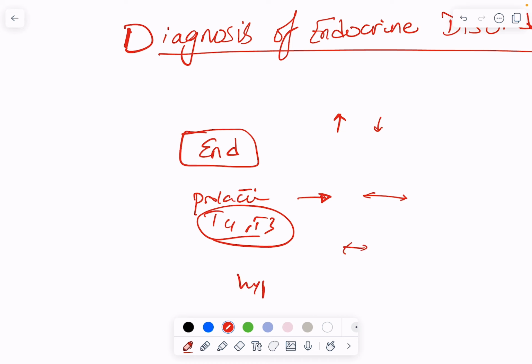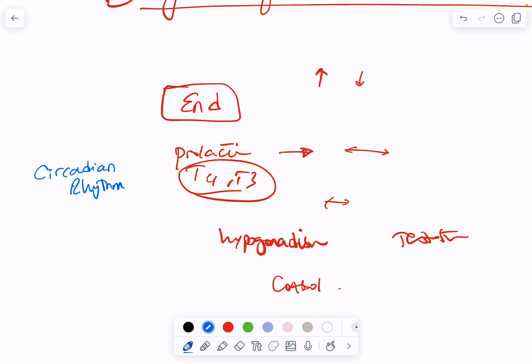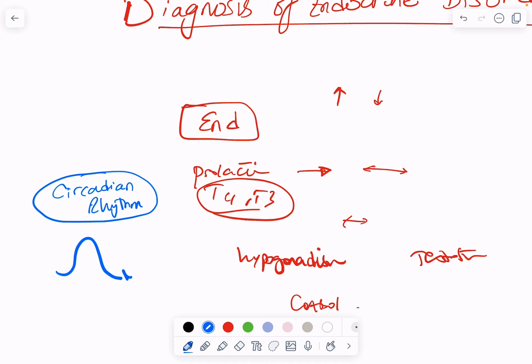Let's say someone has hypogonadism, a male, for example, I want to check their testosterone level, right? And let's say that someone has Addison's or adrenal insufficiency, I want to check their cortisol level, right? However, you gotta know that there is something called the circadian rhythm of these hormones. If you measure their direct level just at any time like that, you could be at the trough or at the peak of the secretion, so it may come out as a false result, false positive or false negative.